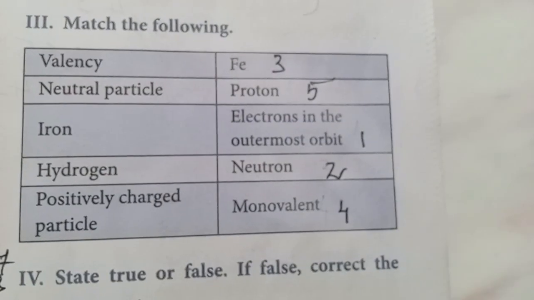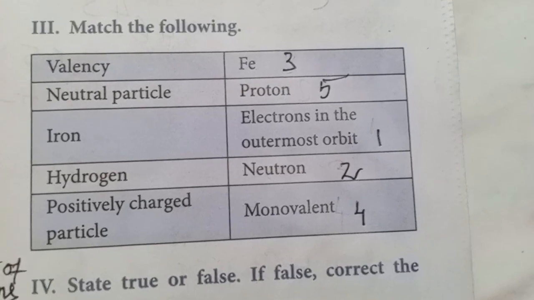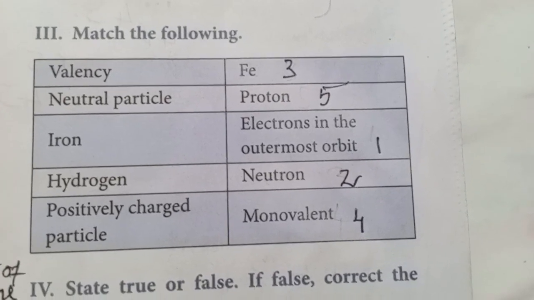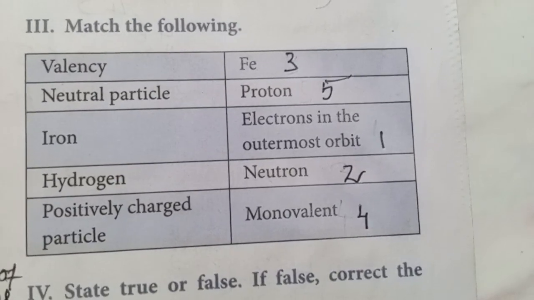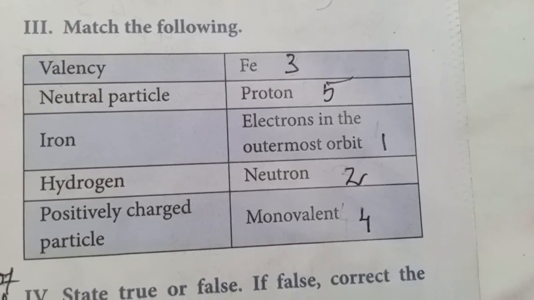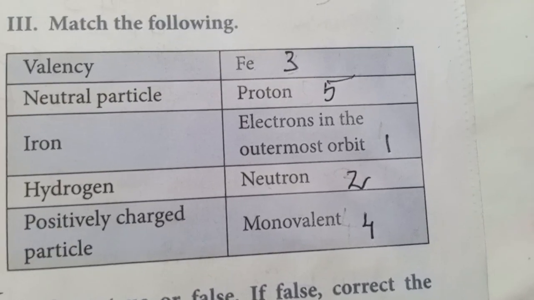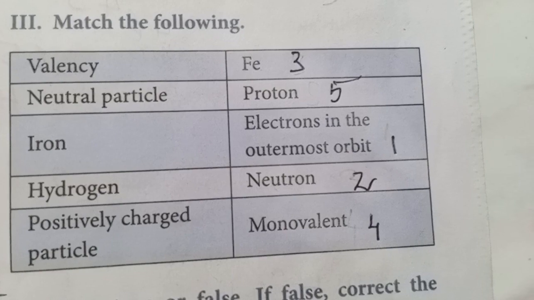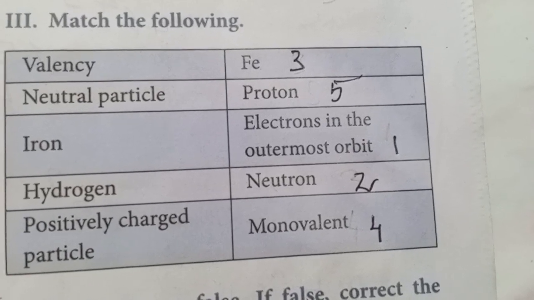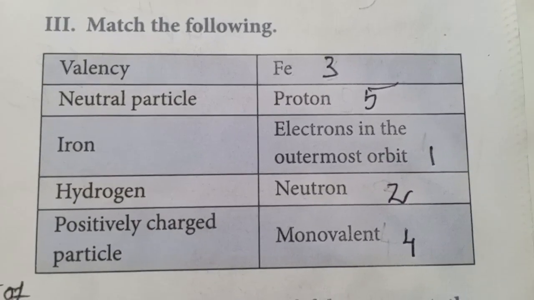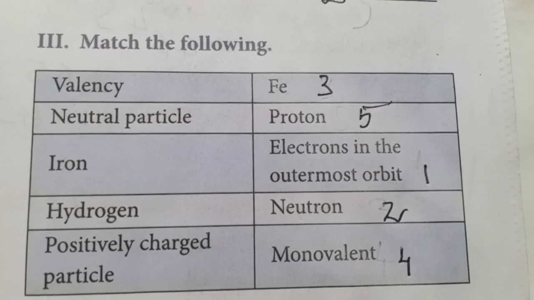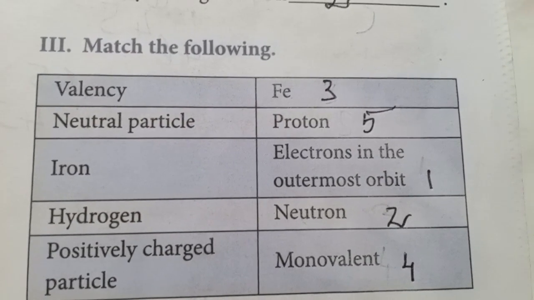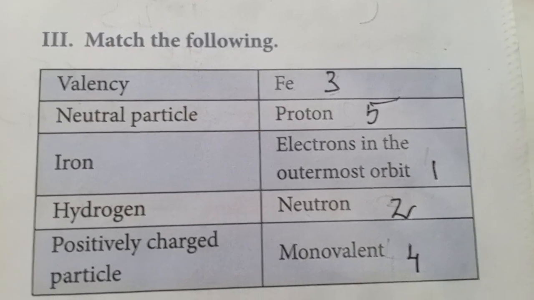And the next one is match the following. Valency is nothing but the electrons in the outermost orbit. Neutrons are the neutral particle. Fe stands for iron. Hydrogen is monovalent. Protons are positively charged, neutrons are neutrally charged, and electrons are negatively charged. So don't forget the basics.